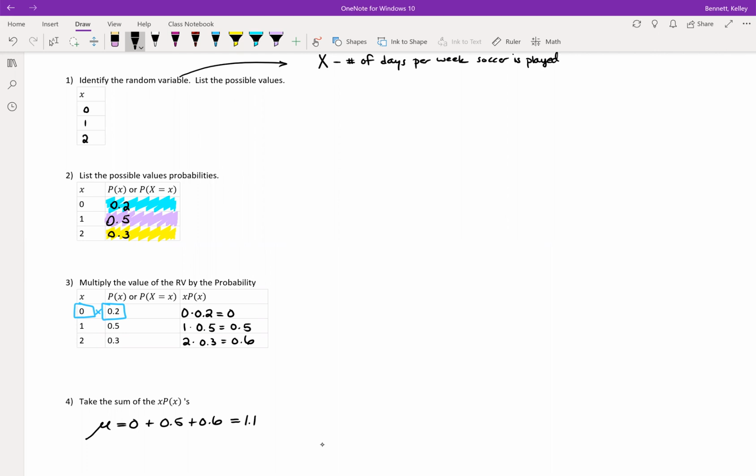So the mean number of days this group plays soccer a week is 1.1, which is kind of a silly thing to say, because we think about this as a whole number, but this is the meaning of the expected value. So again, our expected value, mu, is the sum of all of the values x multiplied by their probability.